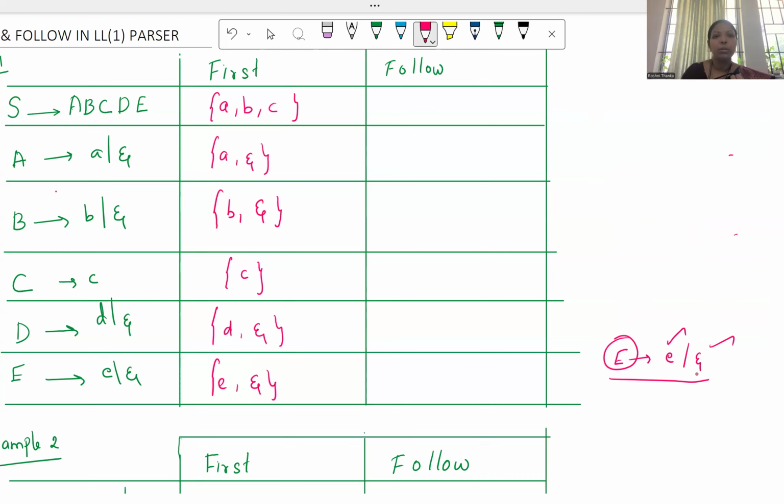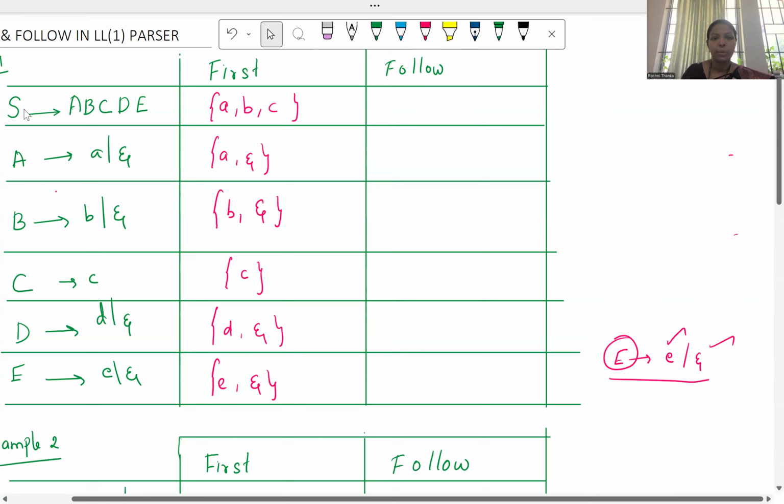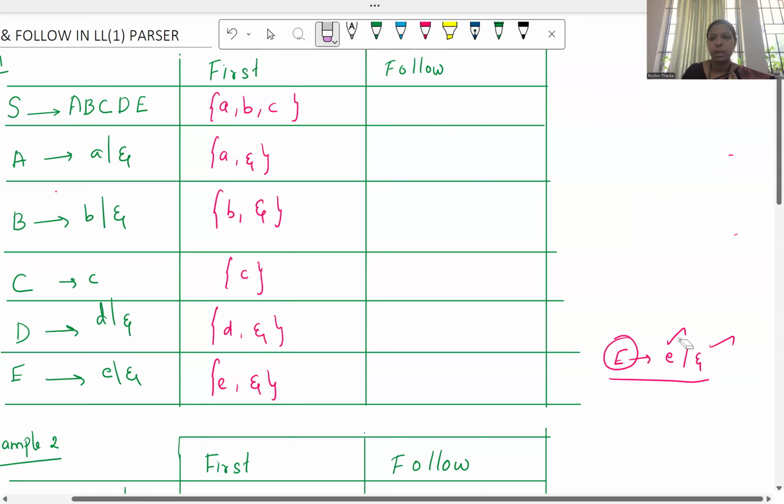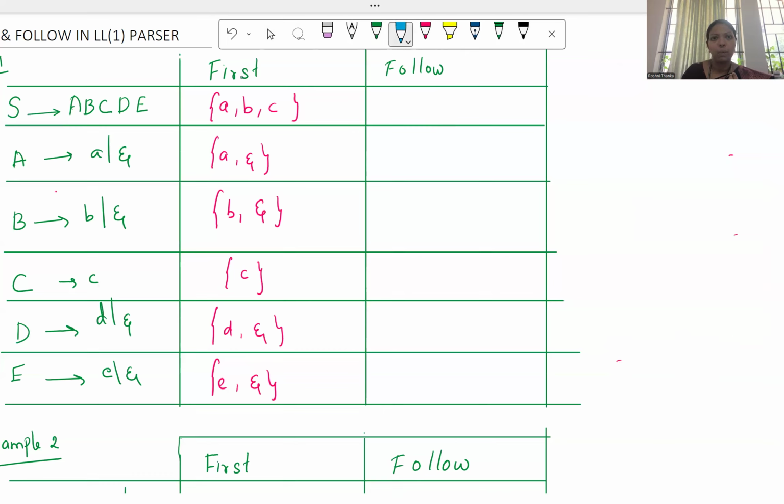Hope you got it. So first is very, very easy. When using this production, when I derive an input string, what will be the first symbol or first terminal which I get out of it? That's it. So that's about the first function. Now we are going to check the follow function. What does follow function mean? You have to take all the symbols and say who will be following after this symbol. Who will be following next to me? After me, who will be coming?